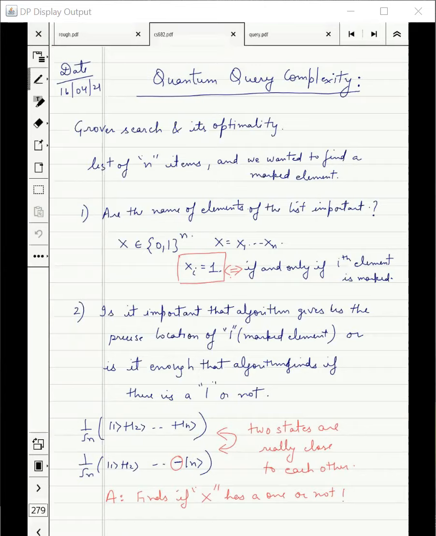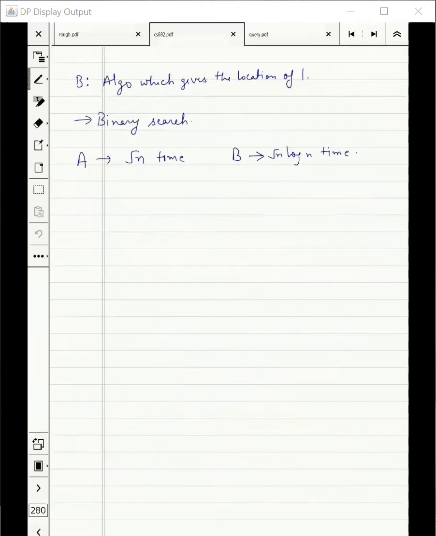So here you have written A finds if X has a 1 or not. Can you explain what does that mean? It just, if it is given a string X, a length n string, right? As mentioned here, it will tell you whether there is a 1 in any of the n positions or not. Right? That's the algorithm, and that's good enough to find the location just with a log n extra factor.